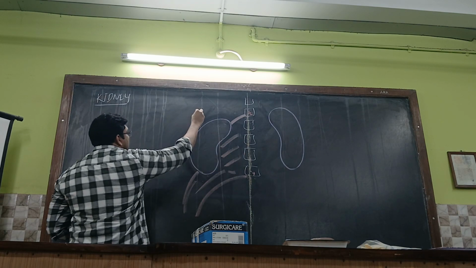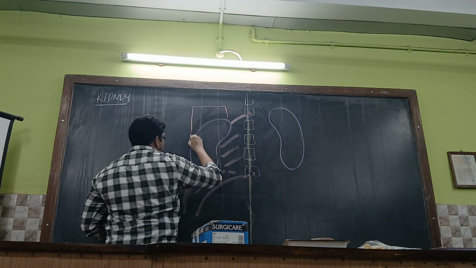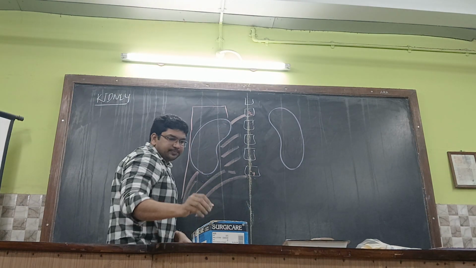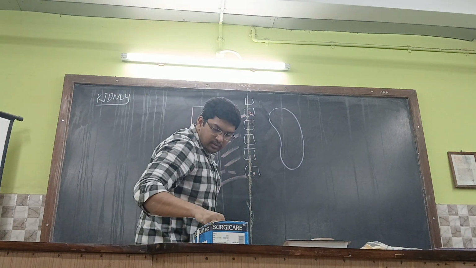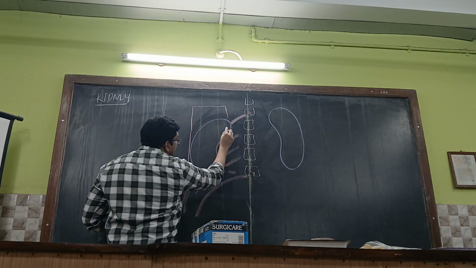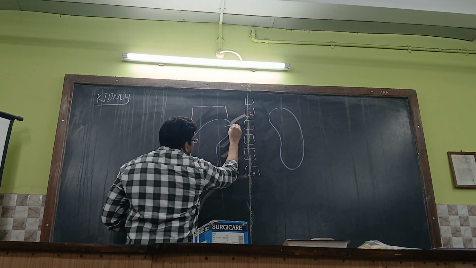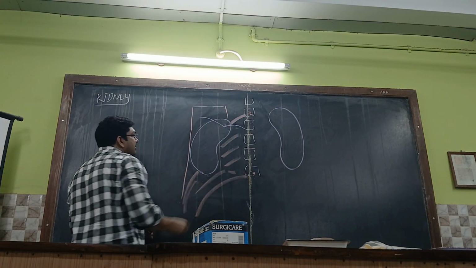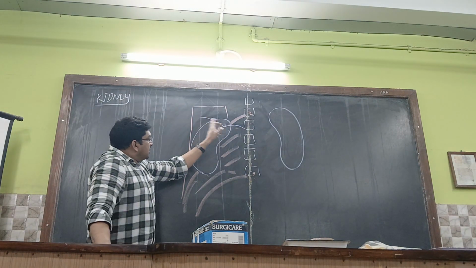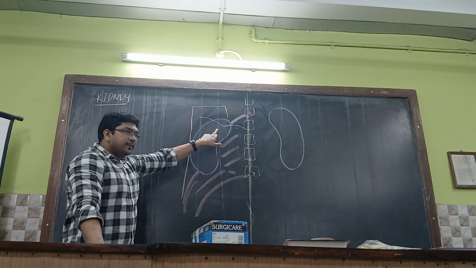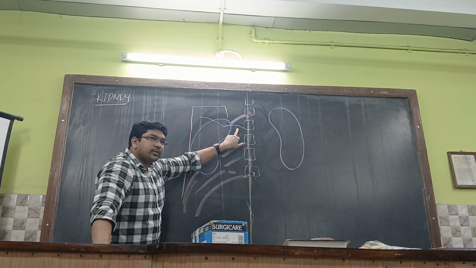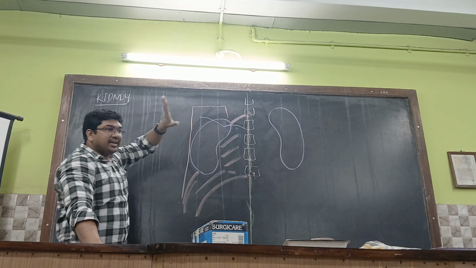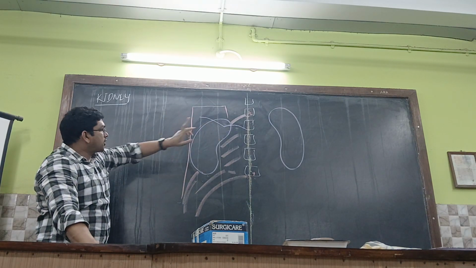Just lateral to the psoas major will be the quadratus lumborum, which goes deep to the psoas major. At this point there will be a medial arcuate ligament and a lateral arcuate ligament. The medial arcuate ligament is formed by the psoas fascia, and the lateral arcuate ligament by the thoracolumbar fascia, specifically the anterior layer of the thoracolumbar fascia.